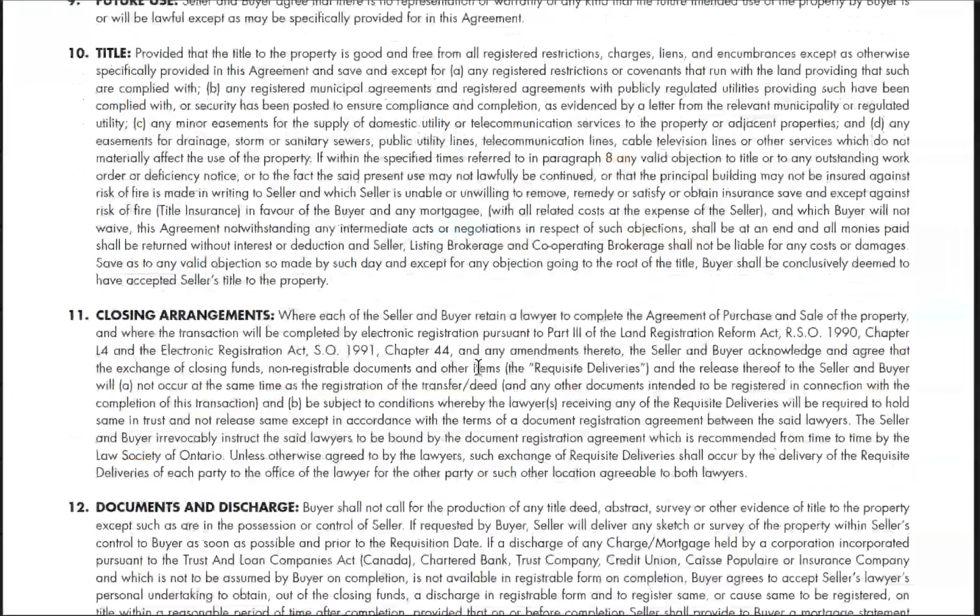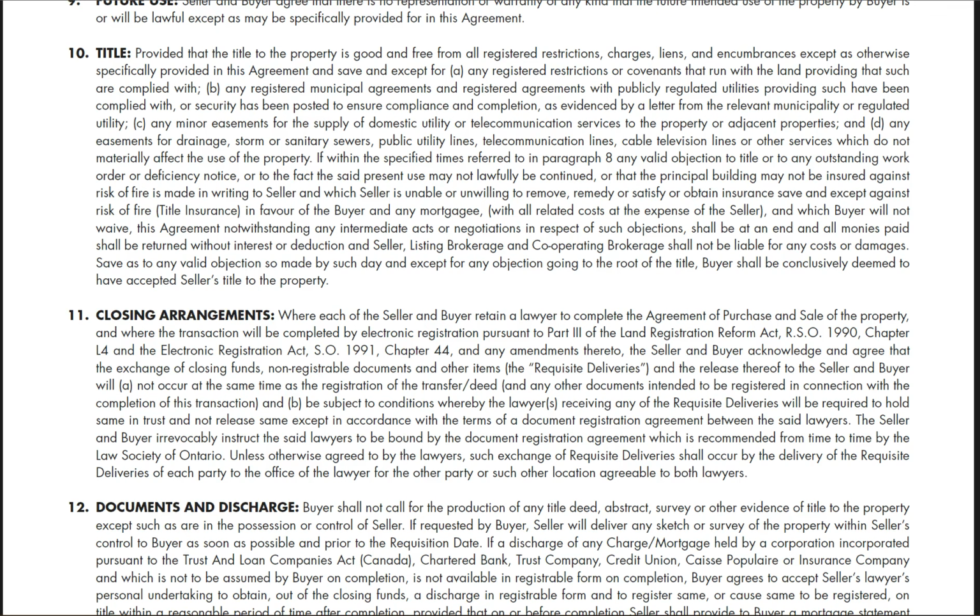So next one is closing arrangements. Closing arrangements are handled by the buyer and seller's lawyer. Ontario uses an electronic land registry system to transfer properties. The exchange of funds and documents does not happen at the exact same time as the title transfer. So the lawyer holds closing funds and documents in trust until all conditions are met. Both parties agree to follow the document registration agreement set by the Law Society of Ontario, and lawyers handle this exchange of closing documents at an agreed upon location.